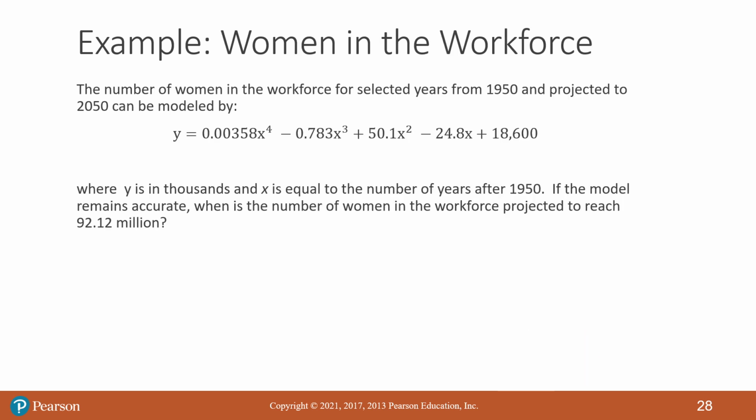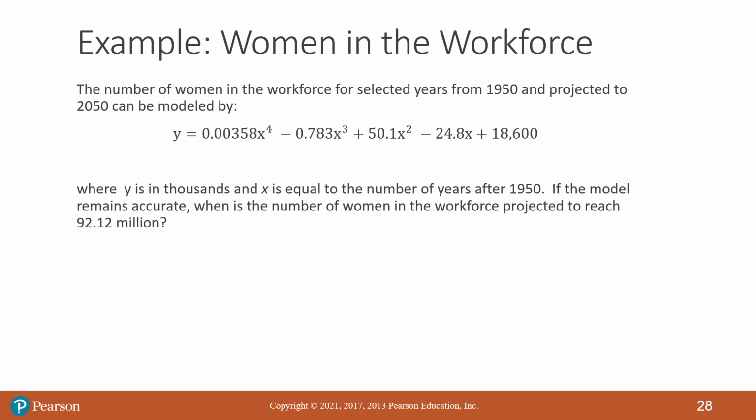All right, let's look at this one. It says the number of women in the workforce for selected years from 1950 and projected to 2050 can be modeled by y equals 0.00358 x to the fourth minus 0.783 x to the third plus 50.1 x squared minus 24.8 x plus 18,600, where y is in thousands and x is equal to the number of years after 1950. If the model remains accurate, when is the number of women in the workforce projected to reach 92.12 million?